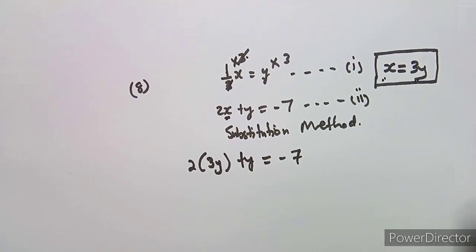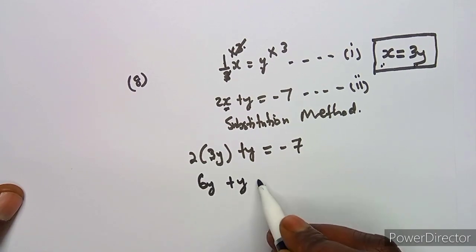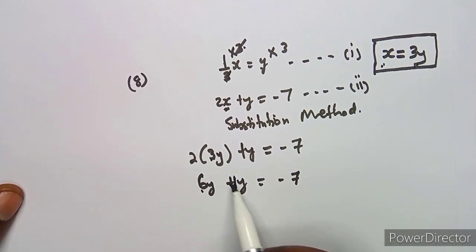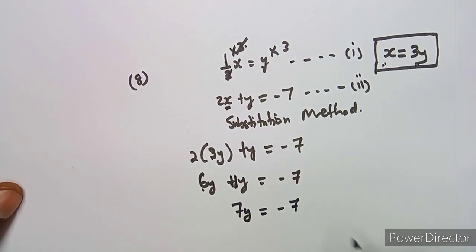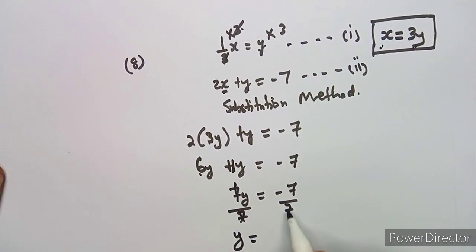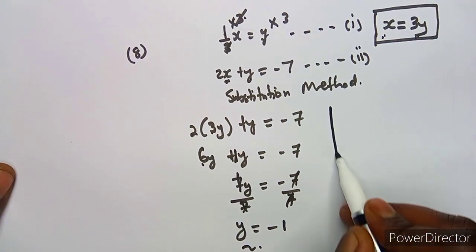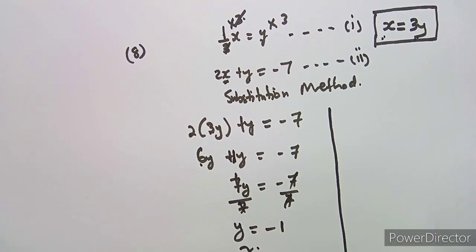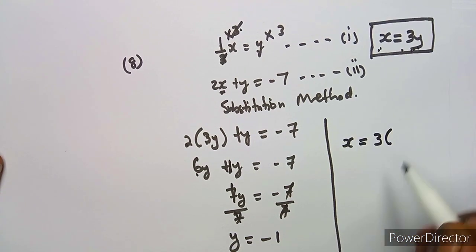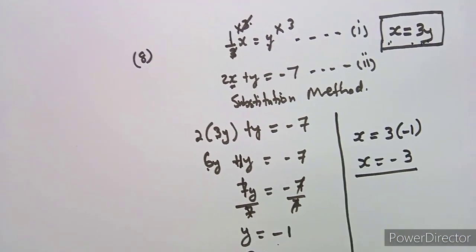That's it, guys. We can expand our brackets and simplify further: 2 times 3 is 6y, plus y, equal to minus 7. Collecting like terms, because this is the same as 1y, it's 6 plus 1, which is 7y, equal to minus 7. To find y, I divide by 7 on both sides, so y is equal to minus 1. We said x is the subject, x equal to 3y, so definitely x is equal to 3 times y, which is minus 1. So x is going to be minus 3. That's it, guys, when using the substitution method.